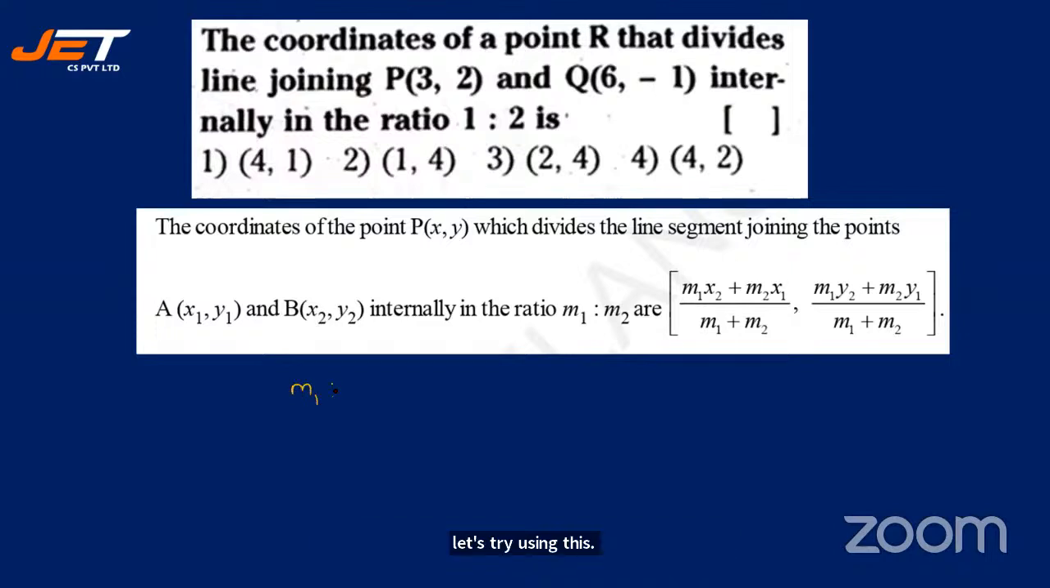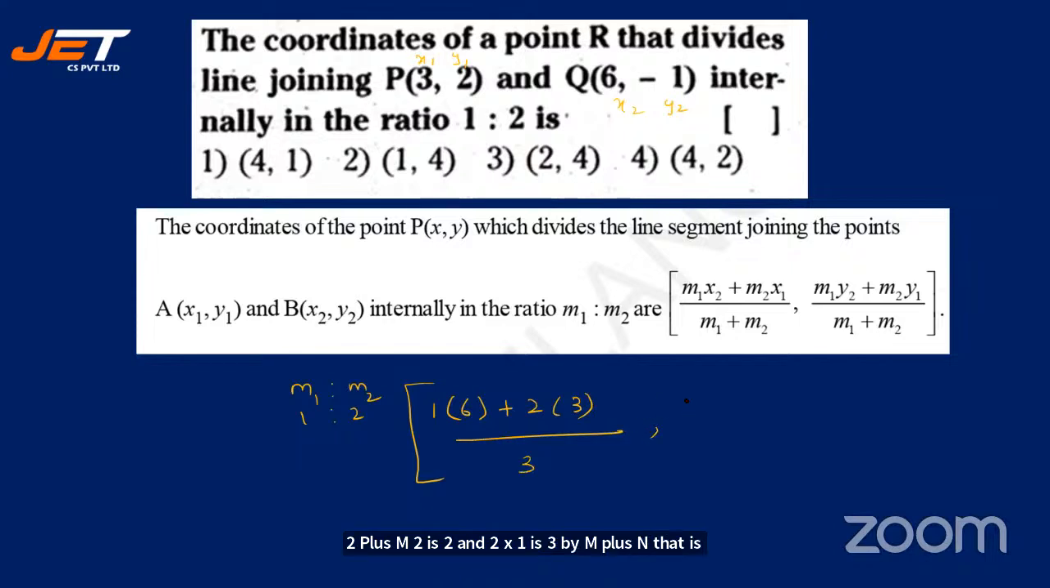So here you have M1 is to M2. What is M1 is to M2? 1 is to 2, right? And this we will take as X1, Y1, X2, Y2. So M1 into X2 is 6 plus M2 is 2 into X1 is 3, by M1 plus M2, that is 3, comma. M1 is 1 into Y2 is minus 1 plus M2 is 2, Y1 is 2, by M1 plus M2. That's it. Just solve for this.